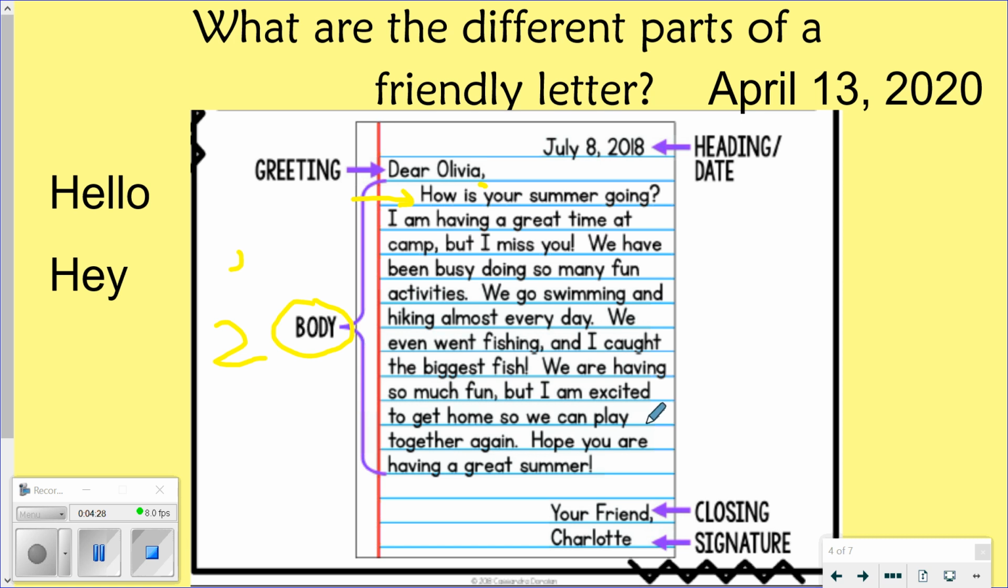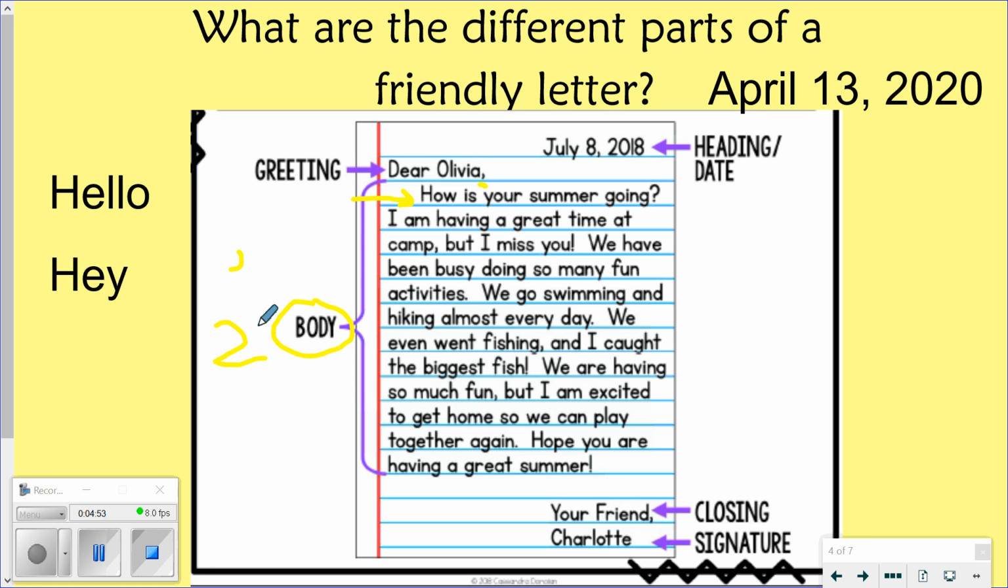So let's see what this person is writing. Dear Olivia, how's your summer going? I'm having a great time at camp, but I miss you. We've been busy doing so many fun activities. We go swimming and hiking almost every day. We even went fishing and I caught the biggest fish. We're having so much fun, but I'm excited to get home so we can play together again. Hope you're having a great summer. Your friend, Charlotte.